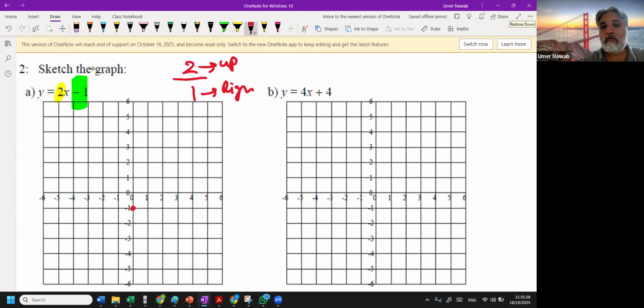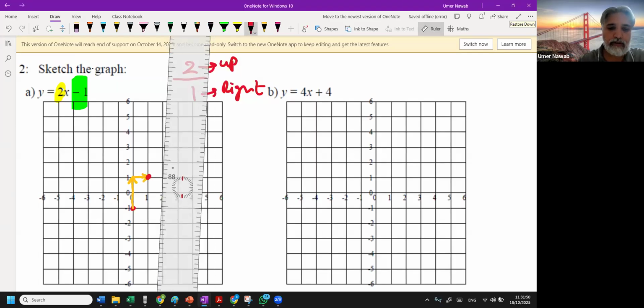So I need to move from the y-intercept, which was -1. So I need to go 2 units up. So I'm going to go 2 units up and 1 unit to the right. So this is my final point. So can I draw the rough sketch?